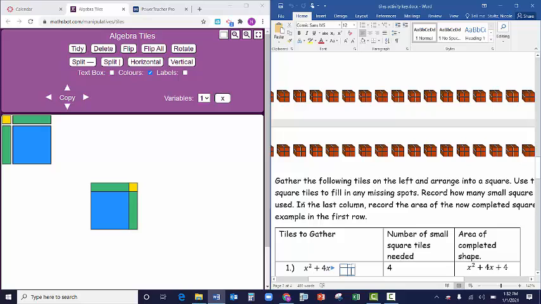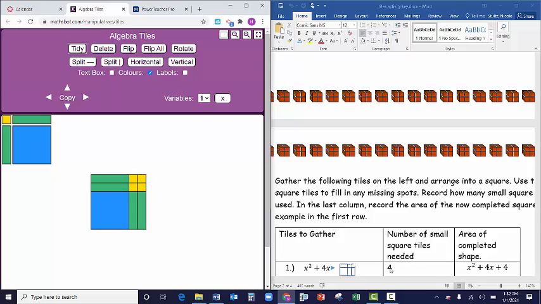So in this next page, it says, hey, gather these tiles that are on the left. Grab x squared and 4 x's. Arrange them into a square. So I'll just put one on each side here. All right, so I have an x by 2, x plus 2. And I'm going to fill in however many tiles I need to fill in. So 1, 2, 3, whoops, 3, and 4.